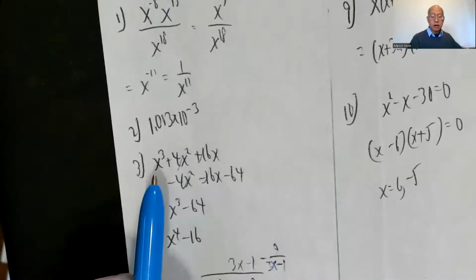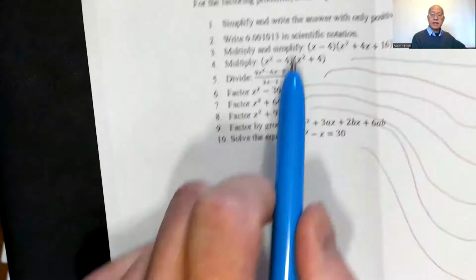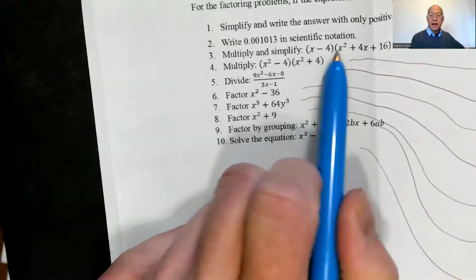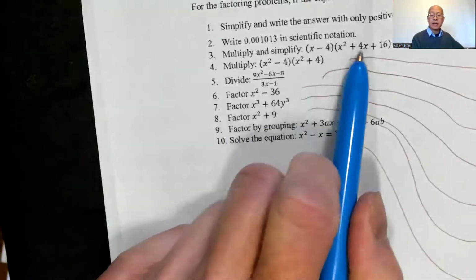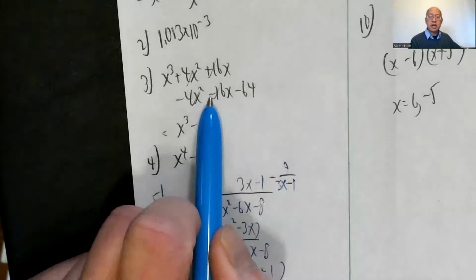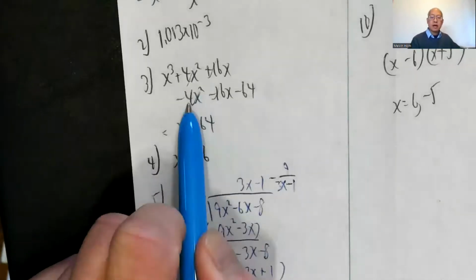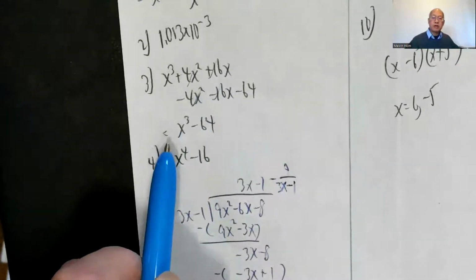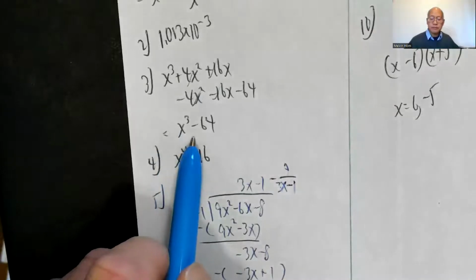Number 3, multiply it all out. So you're going to go x times that, and negative 4 times that, and that. So x cubed plus 4x squared plus 16x minus 4x squared minus 16x minus 64. Cancel, cancel, cancel, cancel. Final answer is x cubed minus 64.